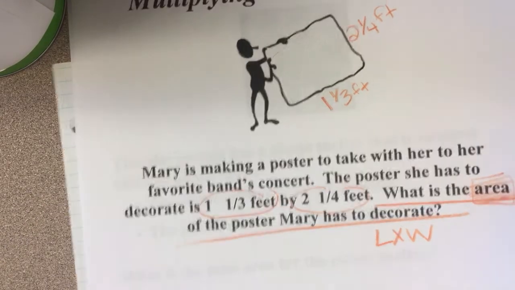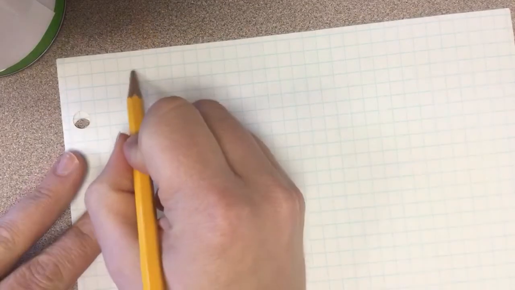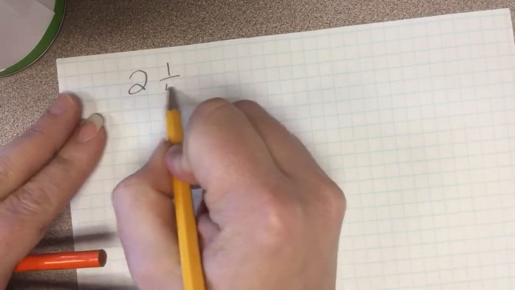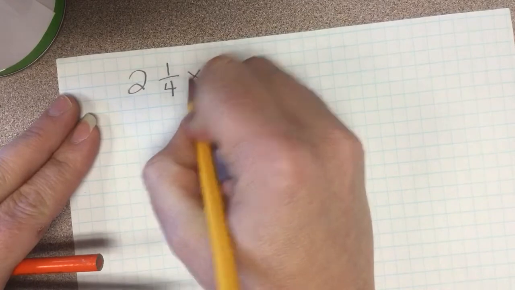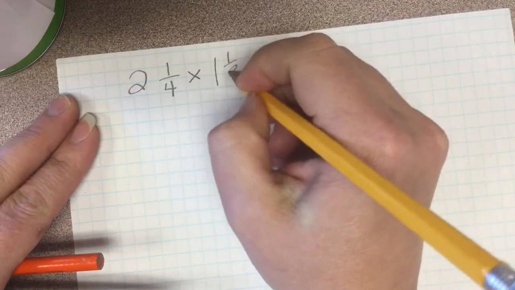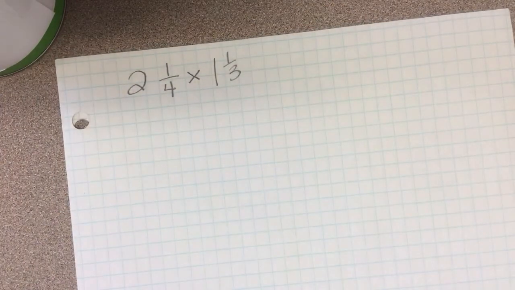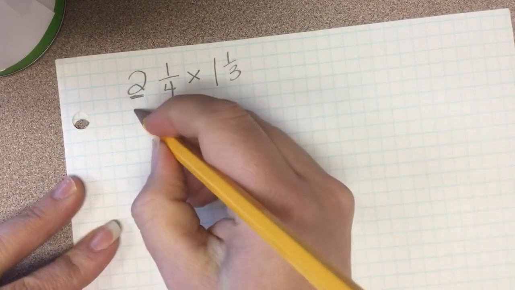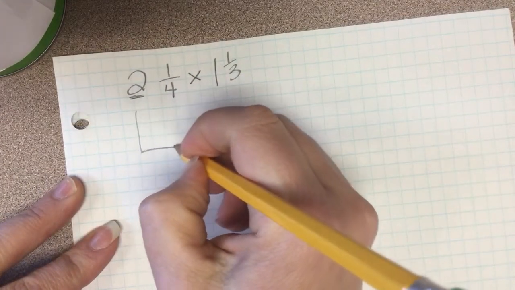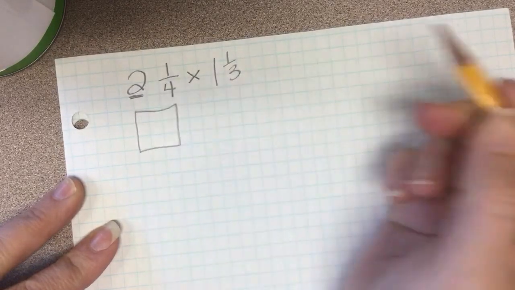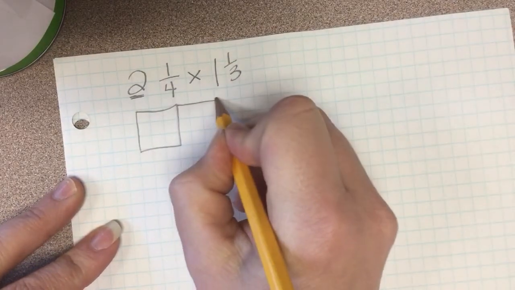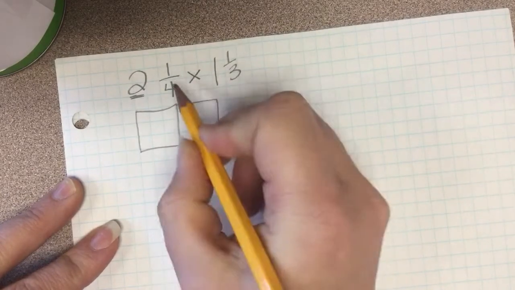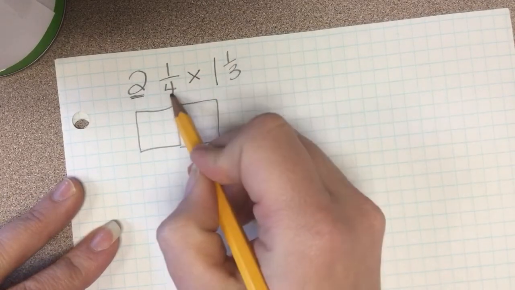All right, so on my piece of graph paper, I'm going to write down 2 1/4 times 1 1/3. Now, we did this when we did decimals. We did 2. So I'm going to do 2 wholes. My 2 wholes are going to look like 3 by 3s. And I'm going to do 2 wholes. Okay? So my 2 wholes I'm going to label.